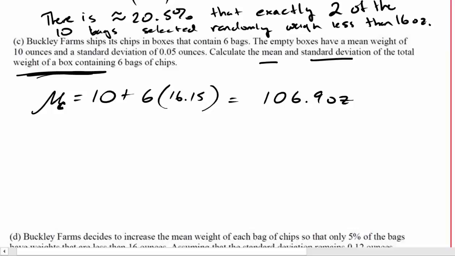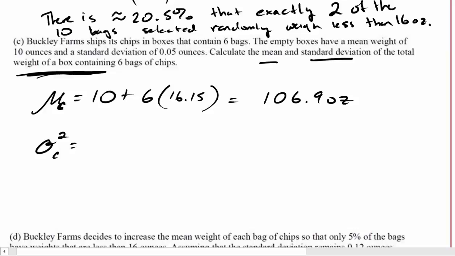The standard deviation is a little bit trickier. What we have to understand is the standard deviation is not just the sum of the standard deviations, because that doesn't tell us how much it will deviate. The first thing we have to do is find the variance. So we want the variance. It's really just sigma squared, and I'll again denote that by the combination.